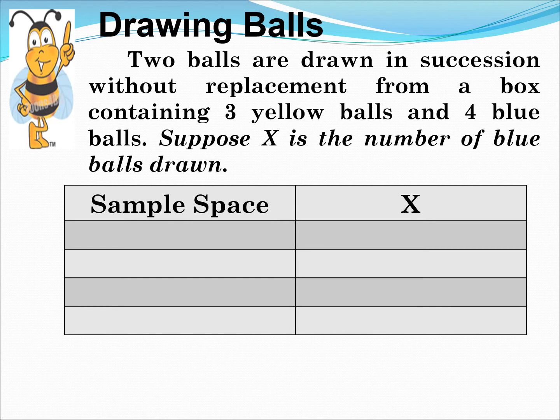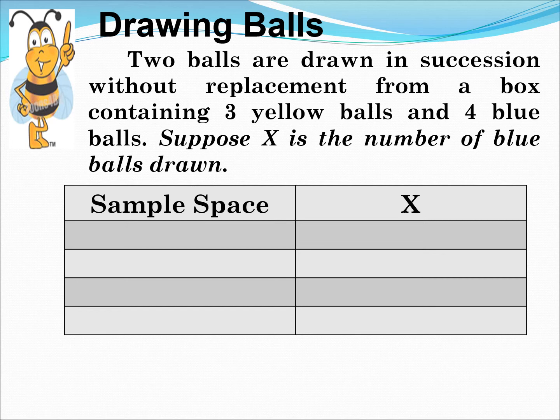2 balls are drawn in succession without replacement from a box containing 3 yellow balls and 4 blue balls. Suppose X is the number of blue balls drawn. So we're going to draw 2 balls in succession, and we no longer need to return the ball we drew to the box. So we have 7 balls in the box: 3 yellow and 4 blue balls.